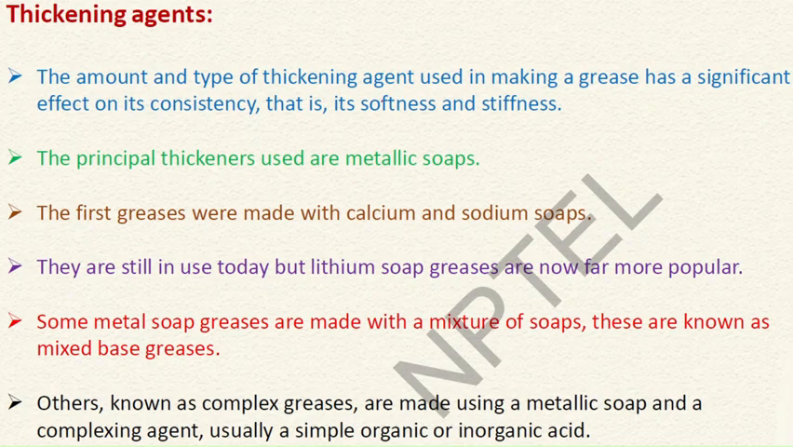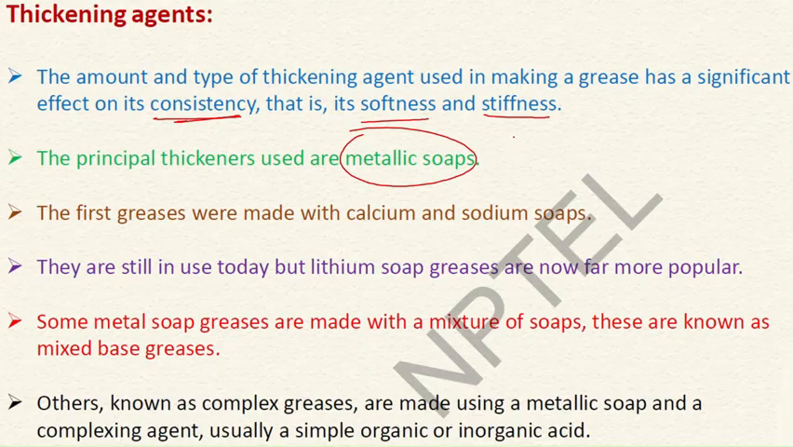Thickening agents: the amount and type of thickening agent used in making a grease has a significant effect on its consistency, softness, and stiffness. Principal thickeners used are the metallic soaps. Soaps are basically salts made by the reaction of fatty acids with metal alkalis. The first greases were made with calcium and sodium soaps, and they are still used today, but lithium soaps are becoming more popular nowadays. Why? We will study that further.